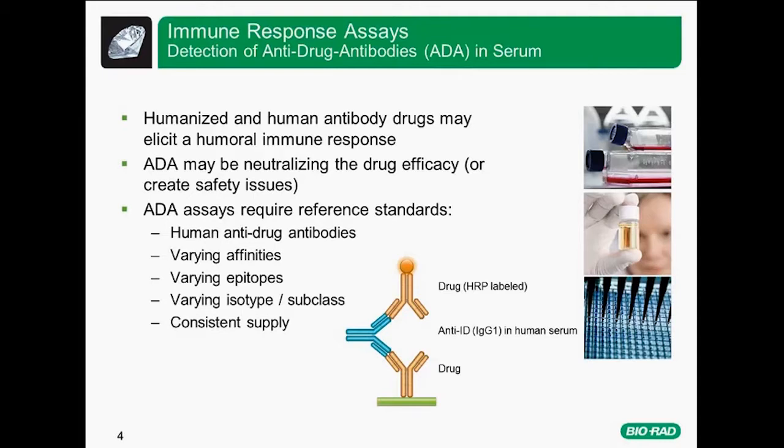And these anti-drug antibody assays require reference standards, which are ideally human anti-drug antibodies, which cover a broad range of affinities and bind to varying epitopes. In some cases, also different isotypes or antibody subclasses are needed. And what is, of course, also very important is a consistent supply over many years.